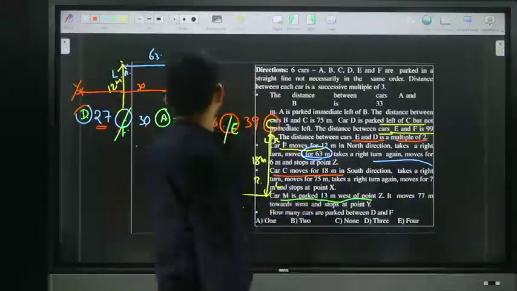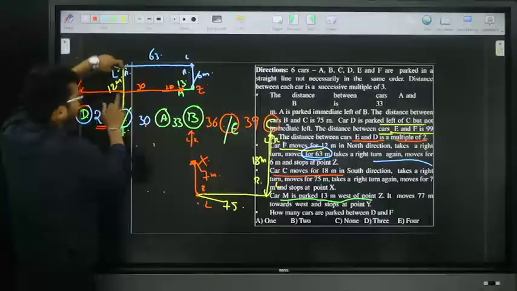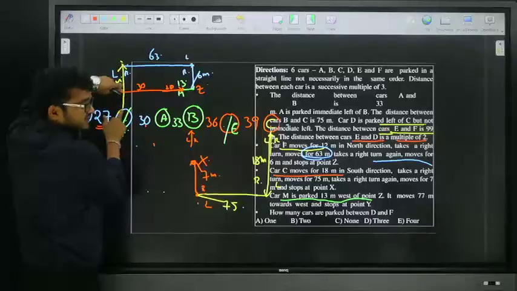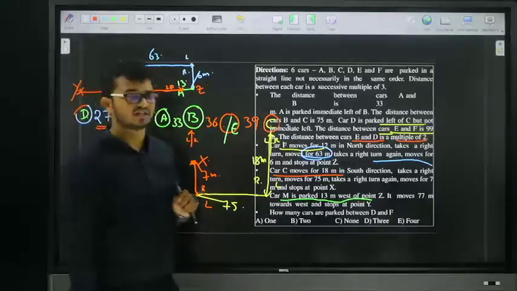Yes, Balu, your answer is correct. Why? When the total is 12, this part is 6, then the remaining part is 6. Then the distance between car D and Y is 6.